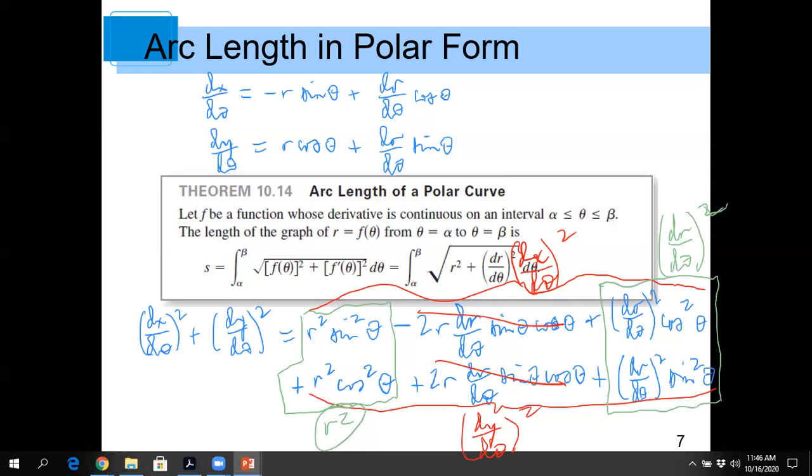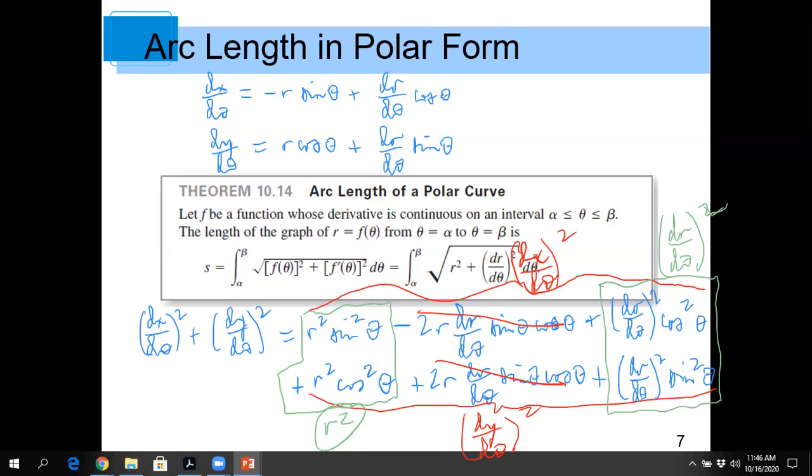Daniel: So why did the sine and cosine cancel the r squared? Like why do those two terms cancel? They don't cancel. r squared sine squared plus r squared cosine squared. If you factor out r squared, what's sine squared plus cosine squared? Yeah. r squared sine squared plus r squared cos squared, that's just r squared. Yeah? Same thing with the other thing, except the constant term is dr d theta squared.